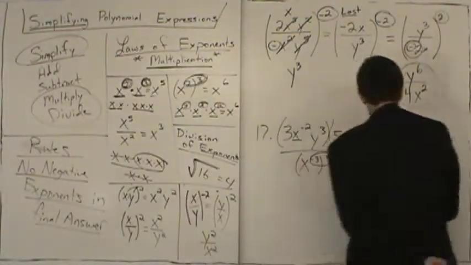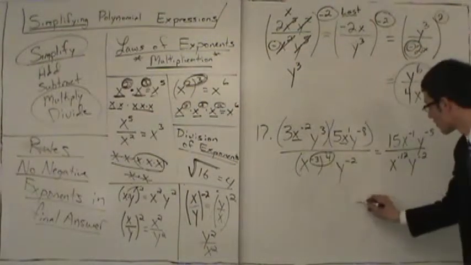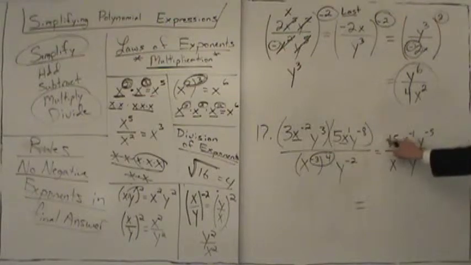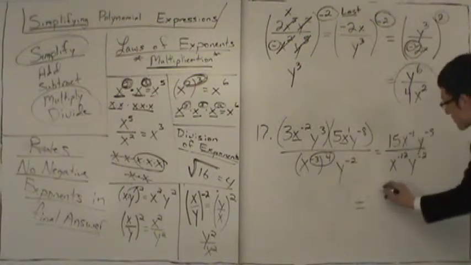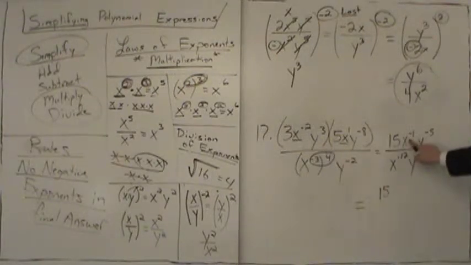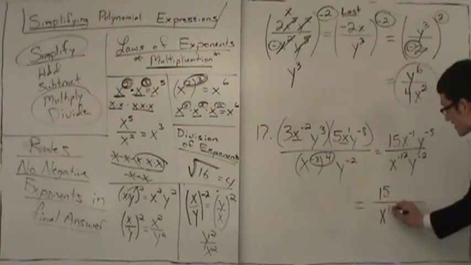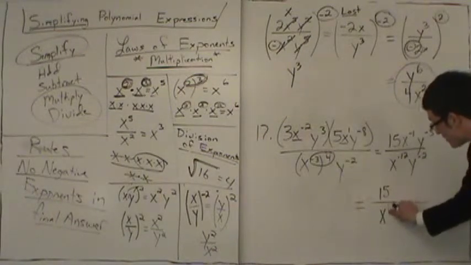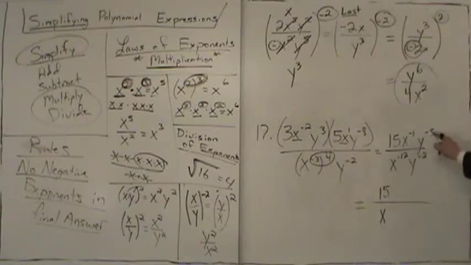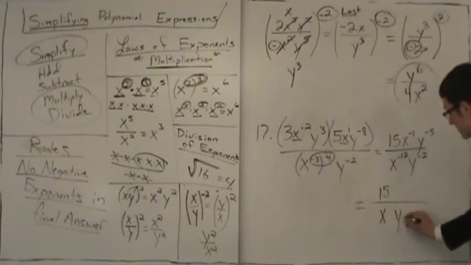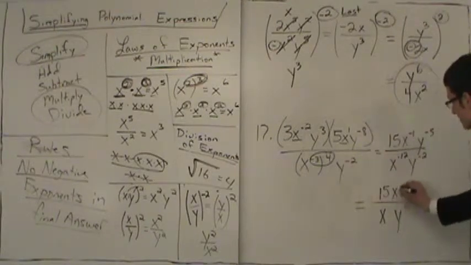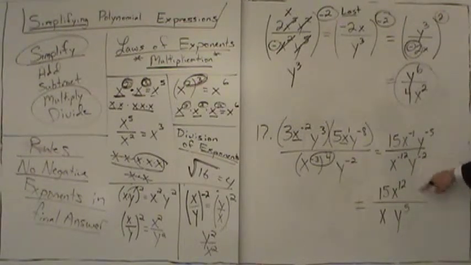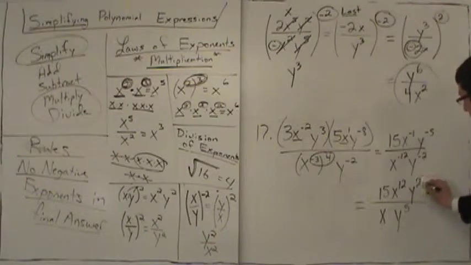So we have to move things that have negative exponents. We're going to start with one thing at a time. Does the 15 move? No. The 15 has a positive 1 exponent, although it's not written. So leave the 15 alone. Does the x to the negative 1 move? Yes. X to the negative 1 moves to the bottom, becomes x to the positive 1. Do we have to write the positive 1? No, so just x. Y to the negative 5 moves to the bottom, we get y to the positive 5. X to the negative 12 moves to the top, becomes x to the positive 12. And y to the negative 2 moves to the top, becoming y to the positive 2.